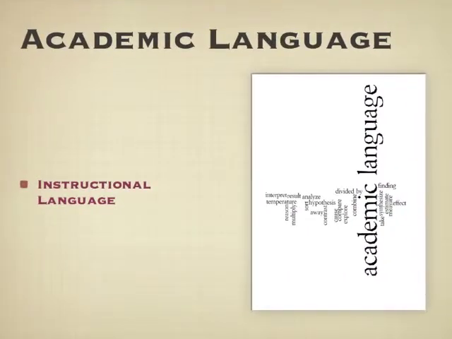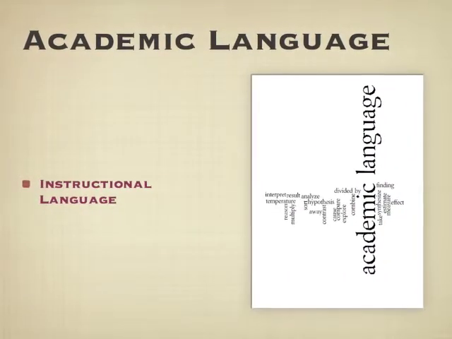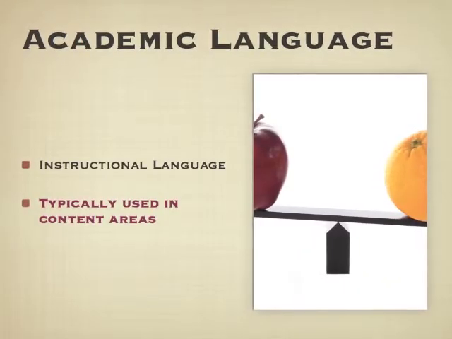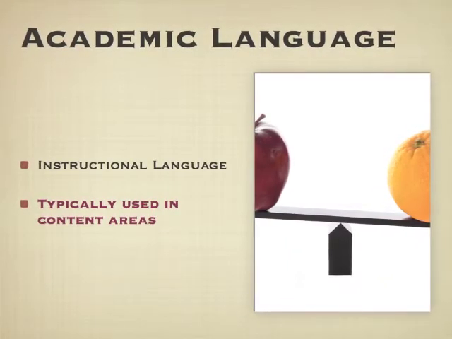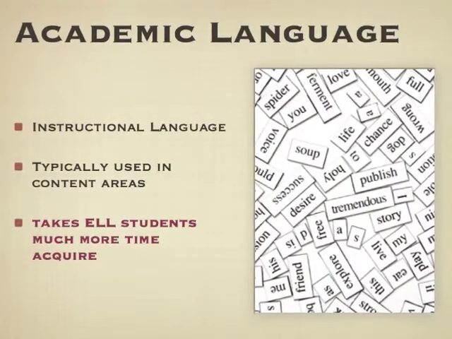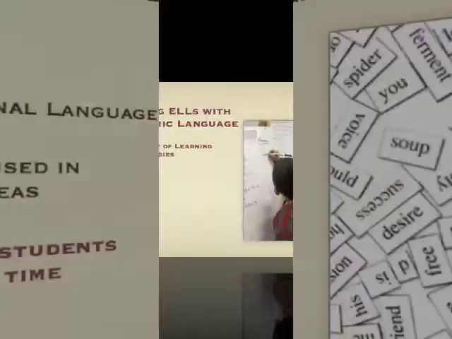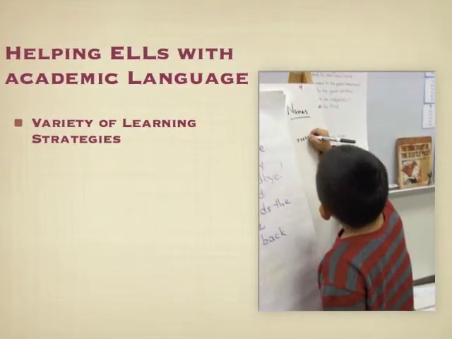Academic language is instructional language, typically used in the content areas. Words like compare, contrast, infer are academic language. For many ELL students, it may take up to 10 years to become fully proficient with academic language. ELL students will need to be taught academic words through a variety of teaching strategies.